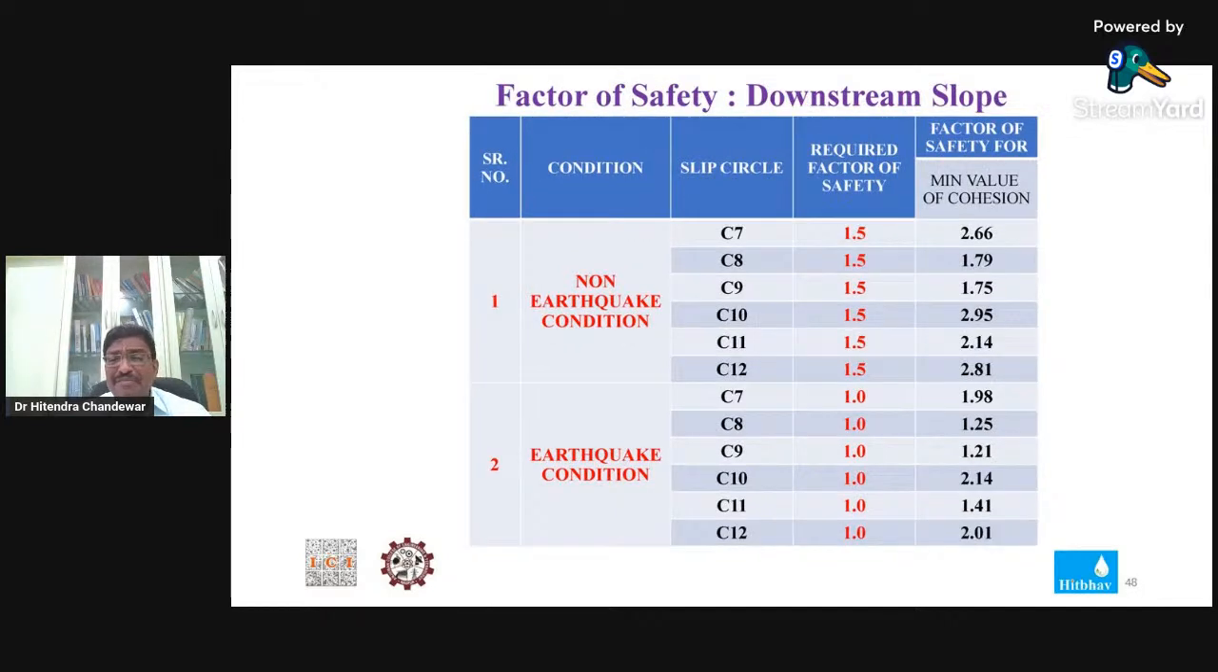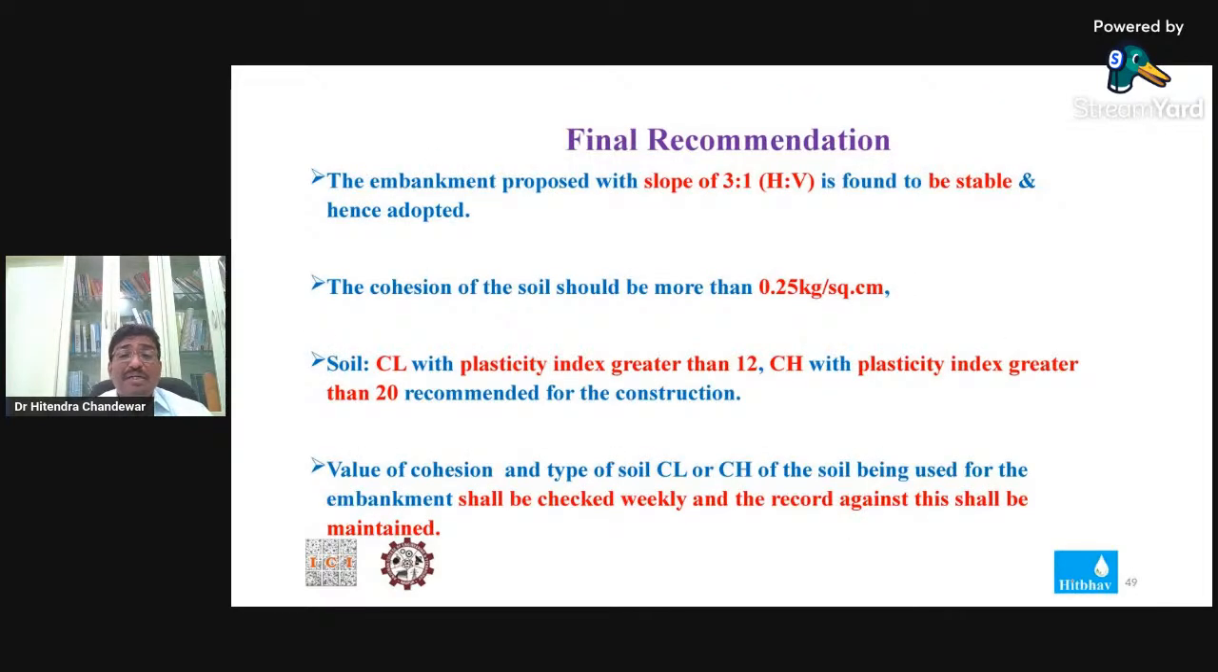The same is the case for the downstream slope. Downstream you will find it very stable in the earthquake condition and also in the non-earthquake condition. The requirement for the minimum factor of safety was 1.5 here, and for the earthquake condition the minimum factor of safety is 1. Here we find it comfortable. So this is how the overtopping issue was resolved, and second, the stability issue was resolved. Then my final recommendation was that slope 3:1 is found stable for the upstream and hence adopted.